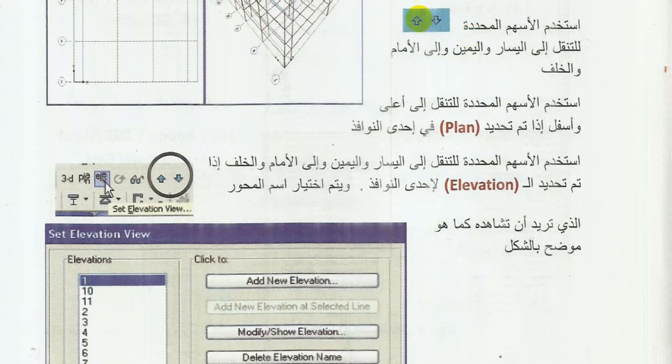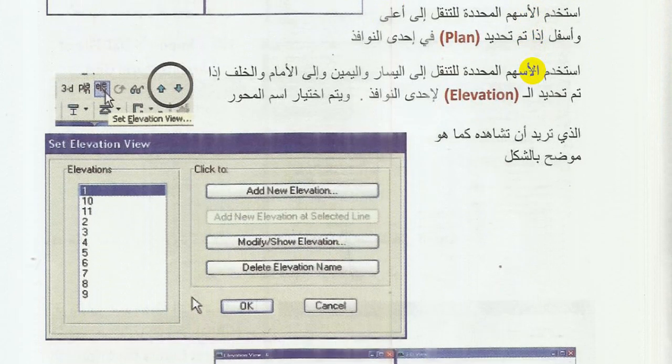Use the arrows, arrow up, arrow down, arrow left, arrow right, to move from right to left, and back, or forward to backward, as you can see, in case the plan is activated in any window that is available.